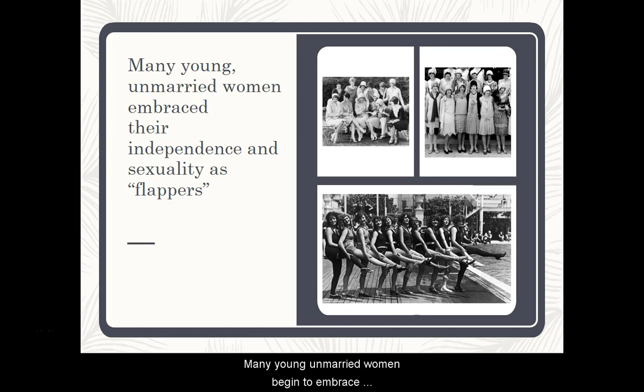Many young, unmarried women begin to embrace their independence and their sexuality, and no longer is it unacceptable to not be married by the time you're 20 or 21. And these new modern women who are wearing shorter skirts and cutting all their hair off into bobs and going to movies and going to theme parks and things like that are called flappers. So when you think of a flapper, think of a modern woman breaking with traditional constraints of feminism.